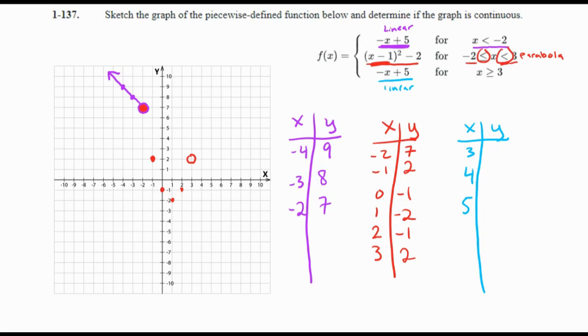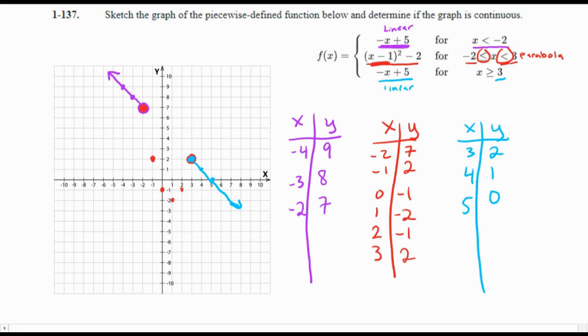Now my last function, I chose 3 and more. So -3 plus 5 is 2. -4 plus 5 is 1. -5 plus 5 is 0. So if I plot those points, looky, it fills in here also. Then 4, 1, 5, 0, and it goes on forever that way.